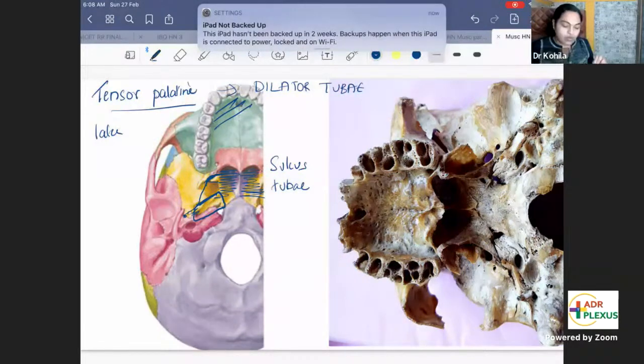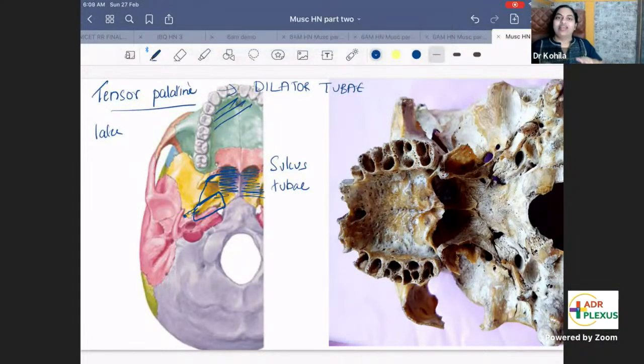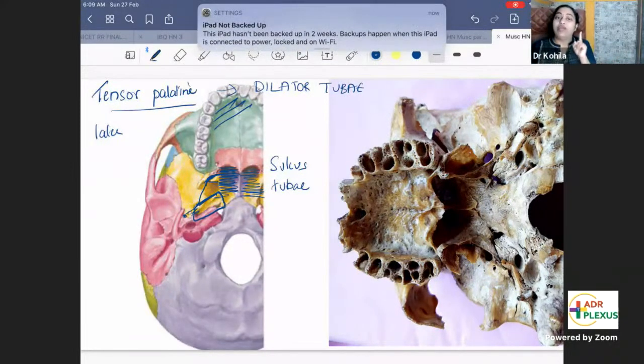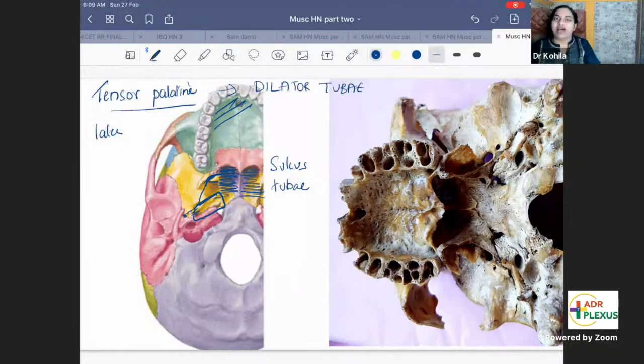And the third one that I want to tell you, what is its insertion? It's different. It's going to expand and form the palatine aponeurosis. This palatine aponeurosis forms the structural framework of your palate itself, soft palate, to which the other muscles are attached. Is that okay? Yeah.